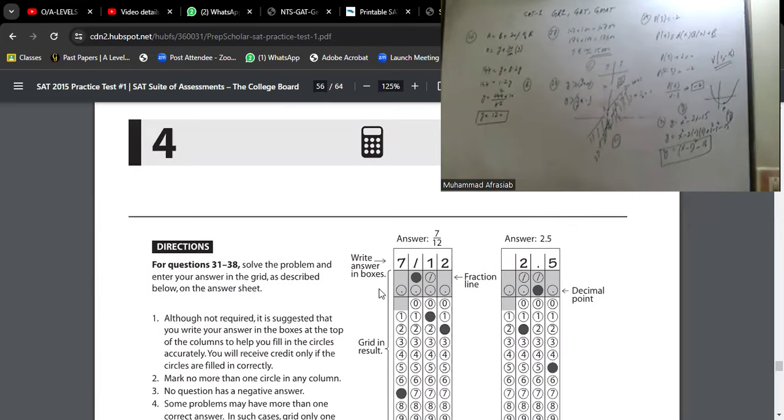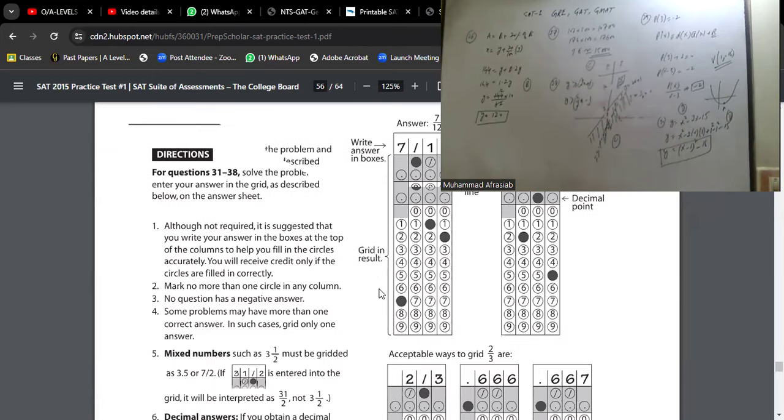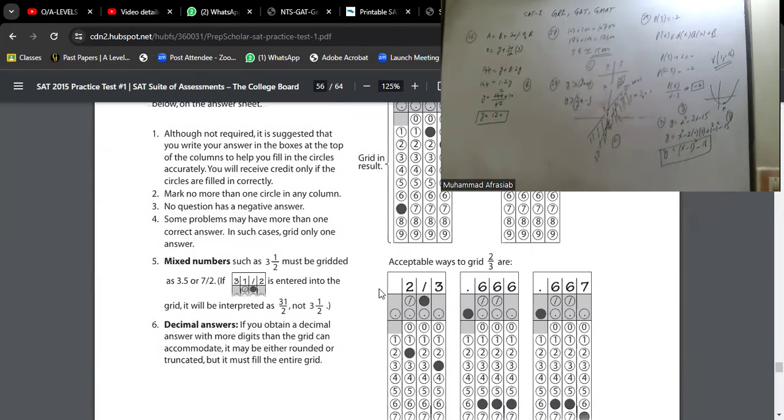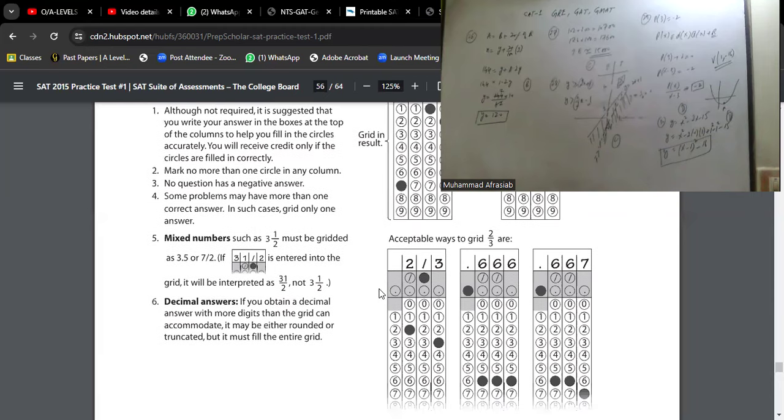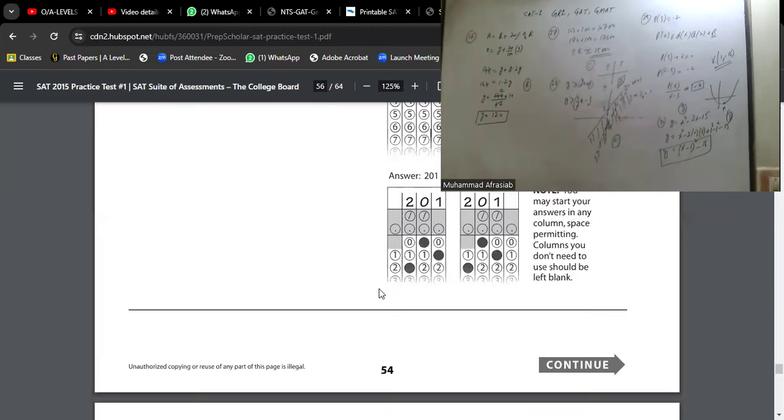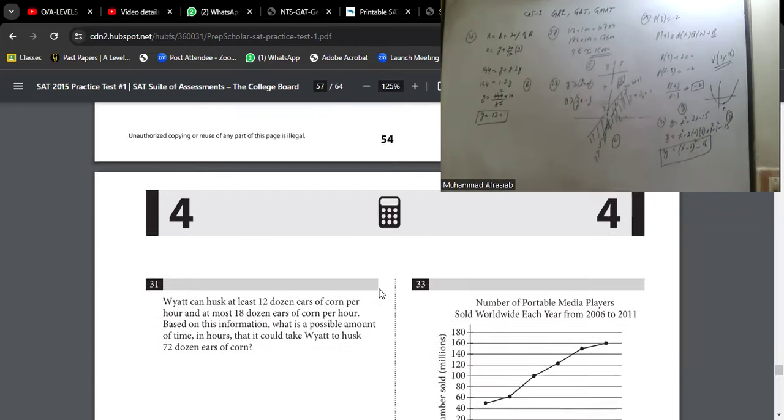From the next part, 31 to 38, the questions you have to answer on this grid, which they have shown there with decimal points and recurring numbers. So we will start with 31.